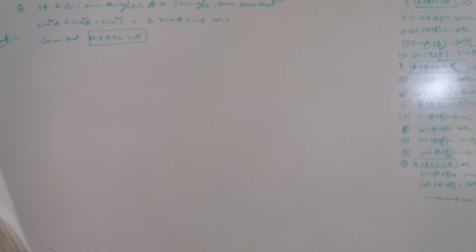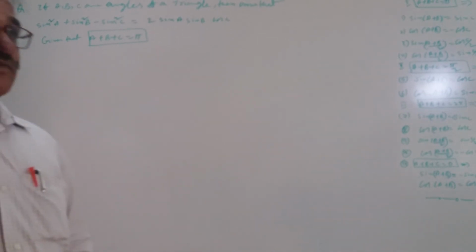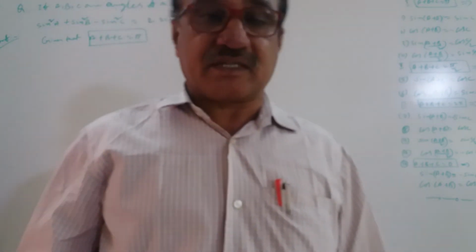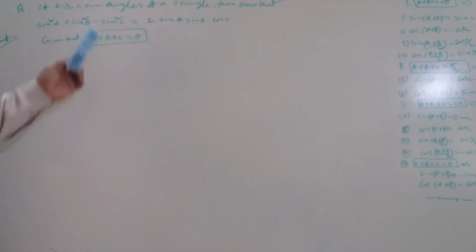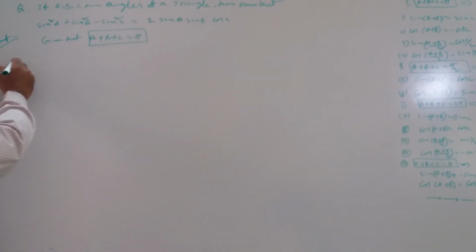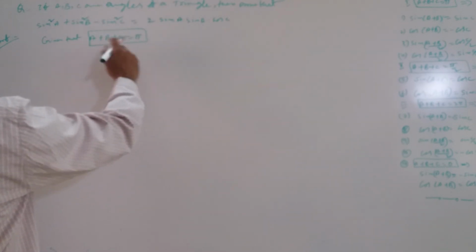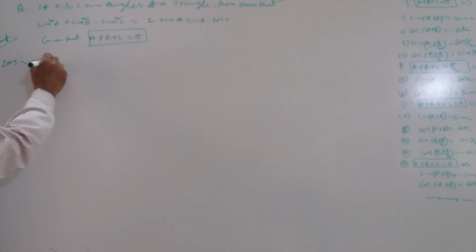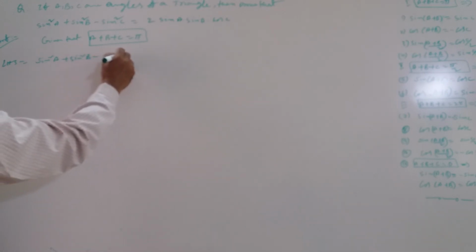To prove this, we have to use another formula also: sin (A plus B) into sin (A minus B) is equal to sin square A minus sin square B. Here the angles are in a triangle, so A plus B plus C is equal to pi. That condition is there. Then take LHS. It is also a small problem: sin square A plus sin square B minus sin square C.